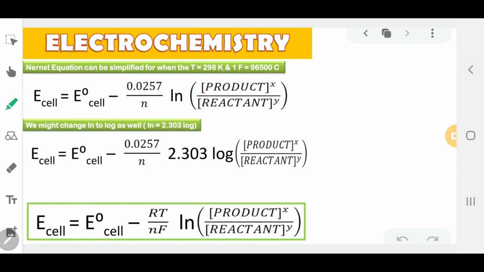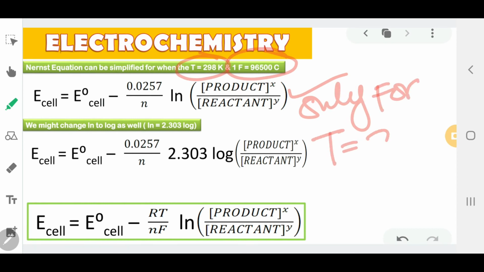Now, we can simplify the Nernst equation if you have the temperature at 298 Kelvin and the Faraday constant equal to 1. So when you have this kind of situation, you can simplify the equation to become like this. That is how you can simplify that one, and that is only for temperature equals 25 degrees Celsius.